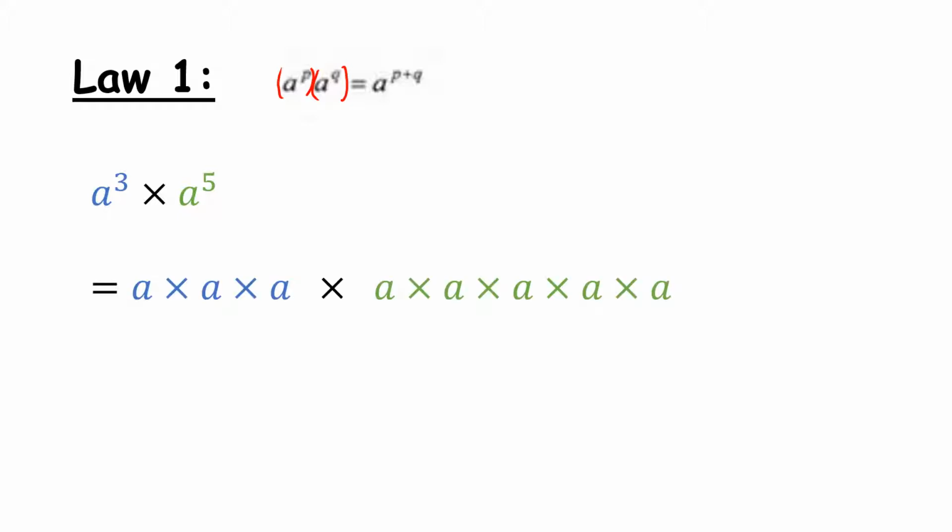So if we break this down, a to the power of 3 is the same as a by a by a. A to the power of 5 is a by a by a by a by a. So looking at that, there are 8 a's in total, so that would be simply a to the power of 8. So you can see where that addition of the power is coming from.